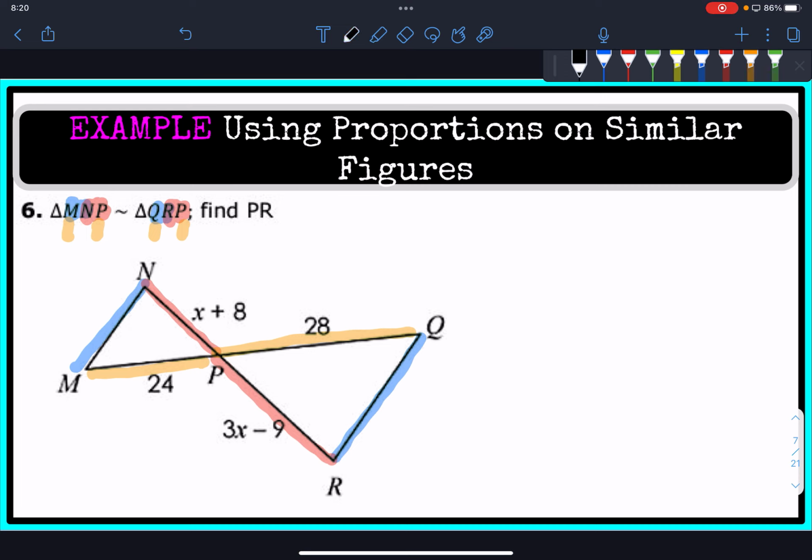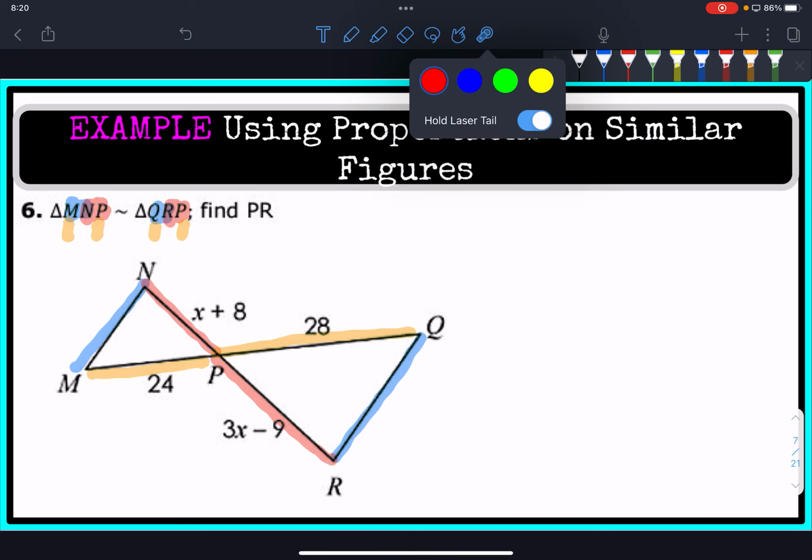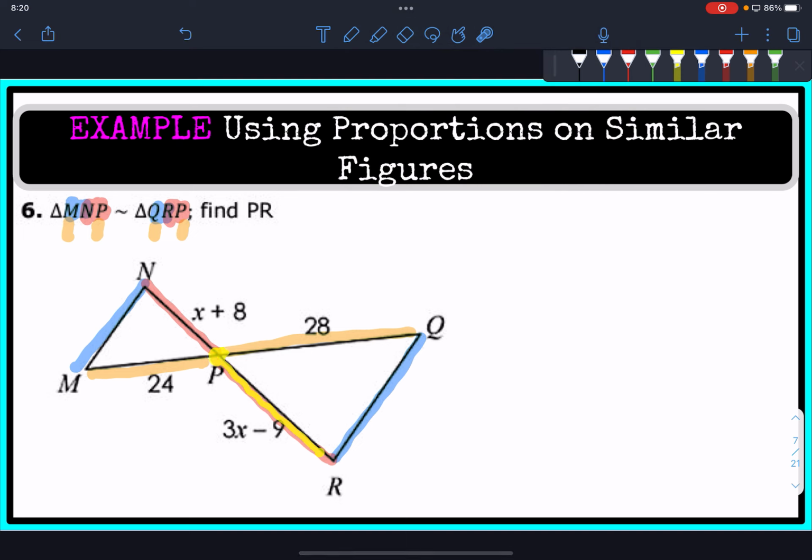So in order to figure out the length of PR, this distance right here, from point P to point R, let me use yellow. From point P to point R, this one right here, I need to figure out what the value of x is first. So I'm going to set up a proportion to do exactly that. If I take the side NP, which is x plus 8, and divide it by its corresponding side, which is highlighted the same color, that's going to equal dividing any other two corresponding sides.